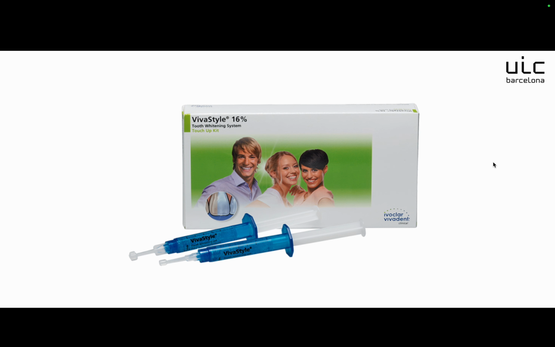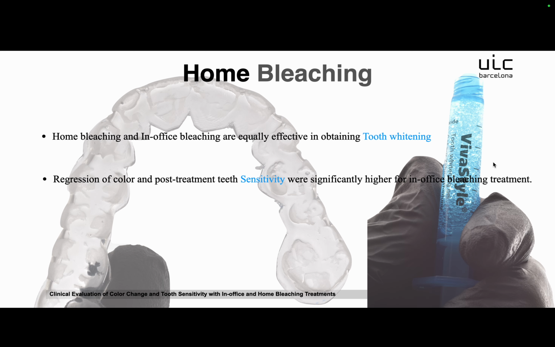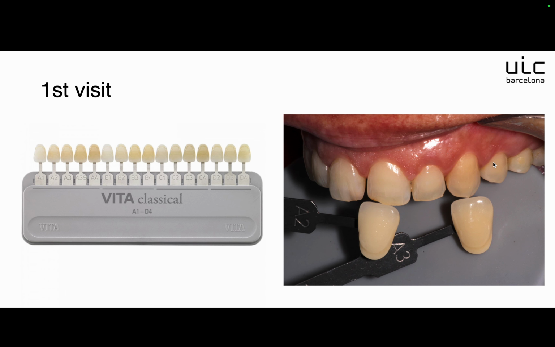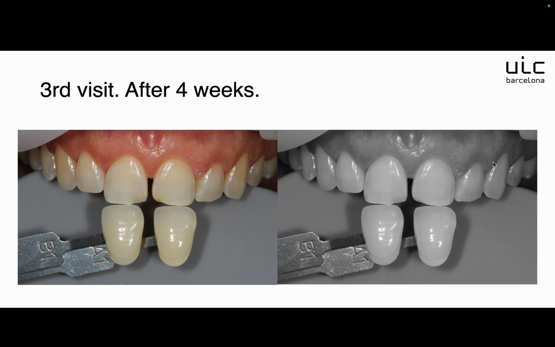So for the bleaching, guys, as we know, we have home bleaching and we have clinical bleaching. In this case, regarding clinical and systematic reviews, we take the home bleaching. Why? Because they said the result will be the same, and for home bleaching the sensitivity will be less. We take first of all the primary color, and then we check the color after 2 weeks. And as we know, we can do home bleaching between 2 or 4 weeks.